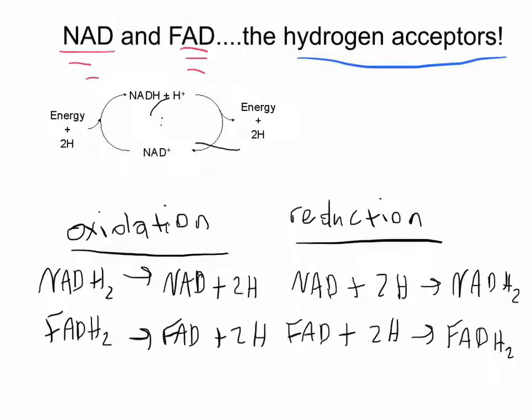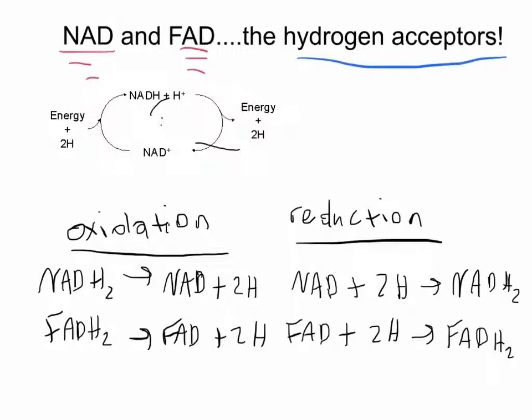NAD gets reduced when the hydrogens get added and gets oxidized when the hydrogens get removed, and that's true for NAD and FAD. Letter G says during oxidation reduction reactions, energy transfer with the hydrogen may be used to form ATP from ADP. So the energy that is picked up by NADH eventually is going to be used to make ATP, to transfer and add a phosphate to ADP and make ATP.